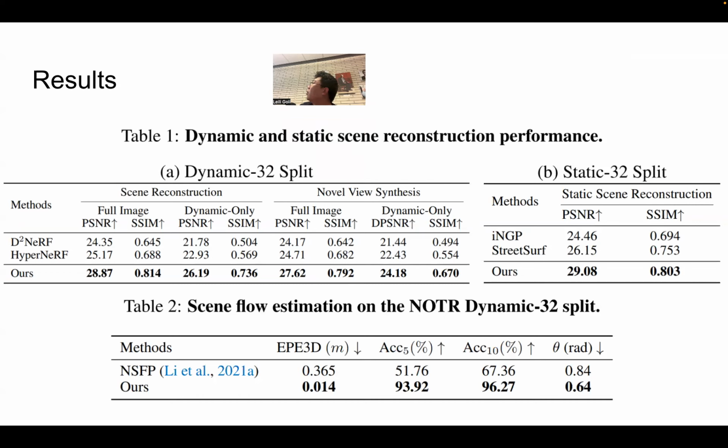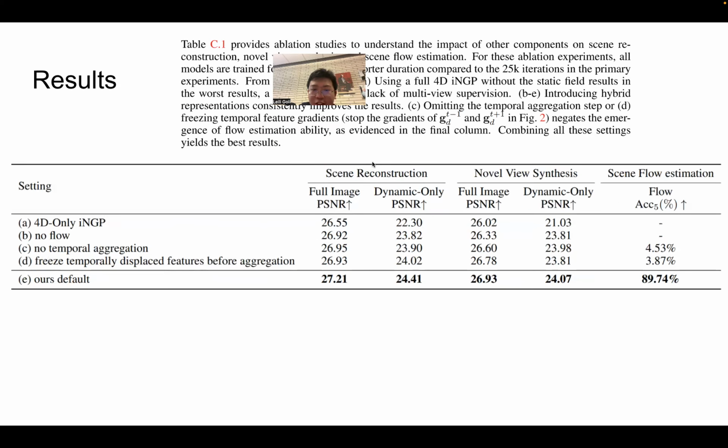Cool. Okay. And I see. Sorry, I think this scene reconstruction is the replay, and novel view synthesis is extrapolation. Validation set, yeah, validation set. This is the training set.